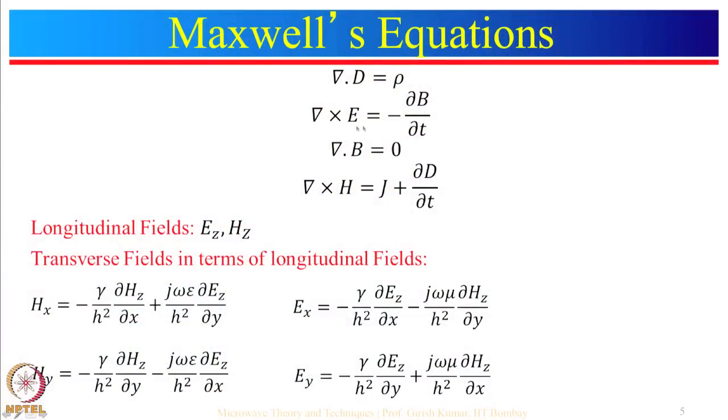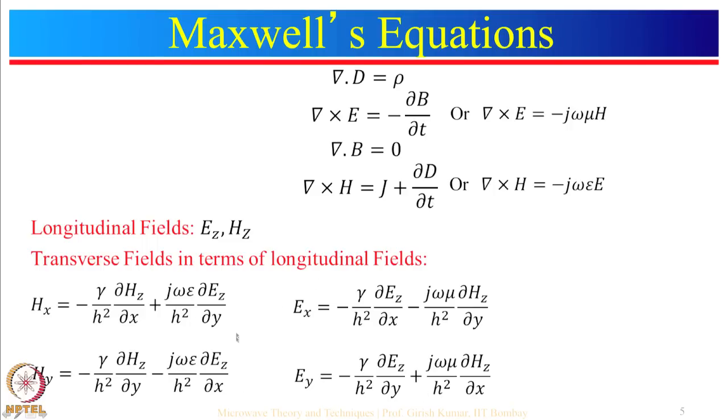We can derive these transverse fields in terms of the longitudinal fields Ez and Hz by solving these two Maxwell's equations: del cross E is equal to minus ∂B/∂t, and del cross H is equal to ∂D/∂t. We can consider these two equations in the frequency domain, which gives del cross E is equal to minus jωμH and del cross H is equal to minus jωεE. So by solving these two equations, we can get the transverse fields Hx, Hy, Ex, Ey.